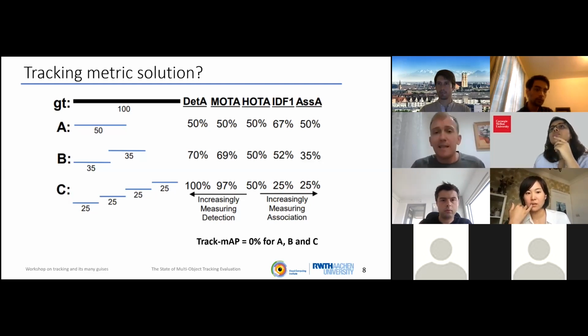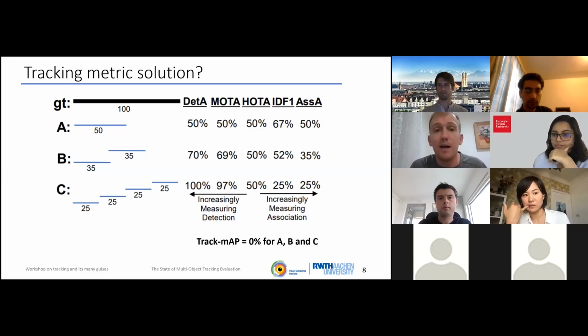So basically, that is all I have to say today. I'll leave that for you to have a look at. That's a discussion of the state of multi-object tracking evaluation, the number of problems in the current metrics, and our proposed solution. This work isn't currently online, but it will be soon. So hoping to share it with you all soon.